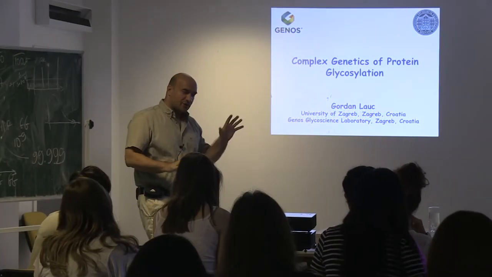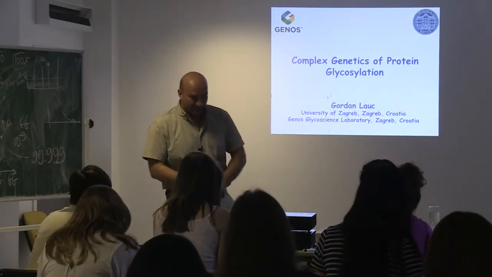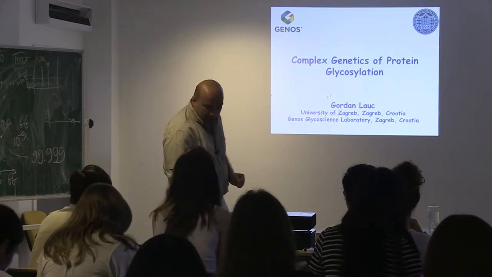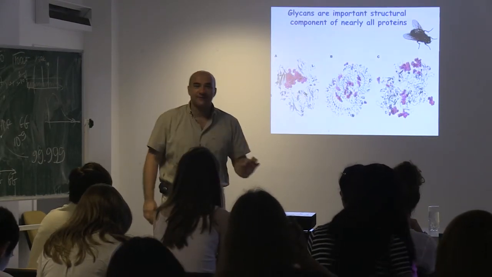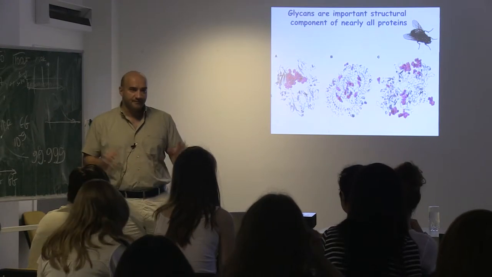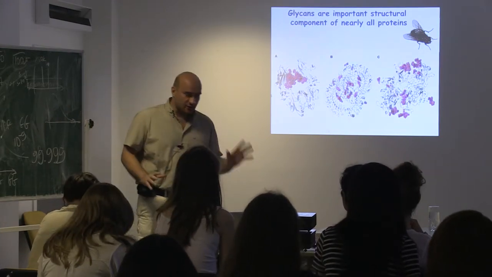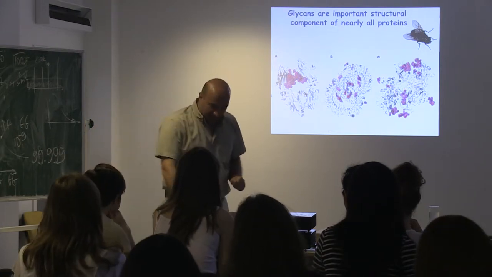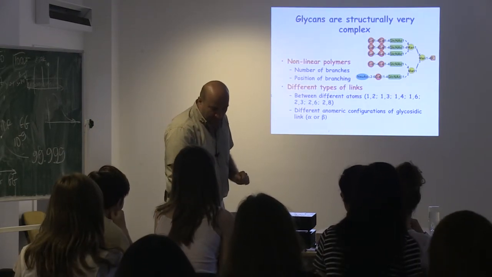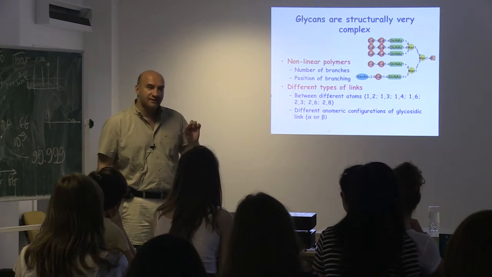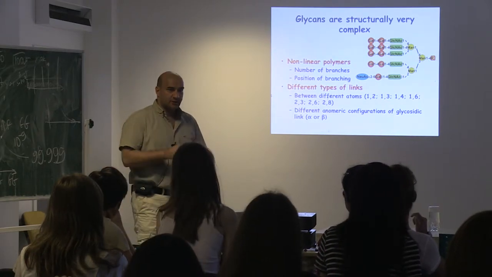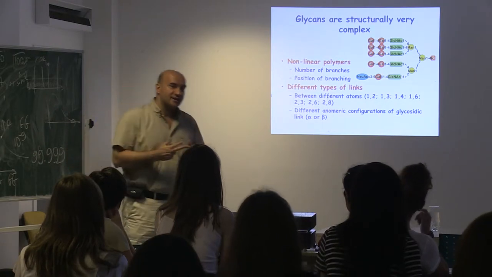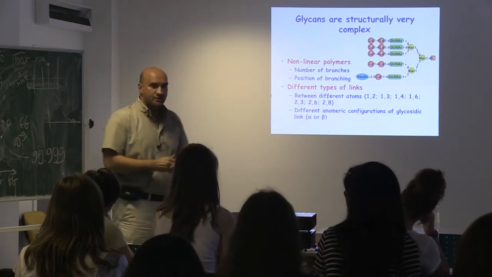So today we go more into genetics of protein glycosylation. And just to shortly remind you, nearly everything is glycosylated. Nearly all proteins are glycosylated, and the glycans are their important structural elements. And structurally, they're very complex. So we are talking about nonlinear structures, branch structures, and the chemical composition is also pretty complex.